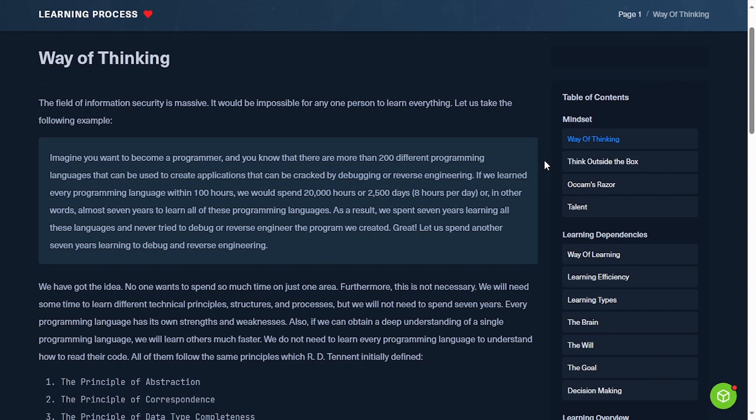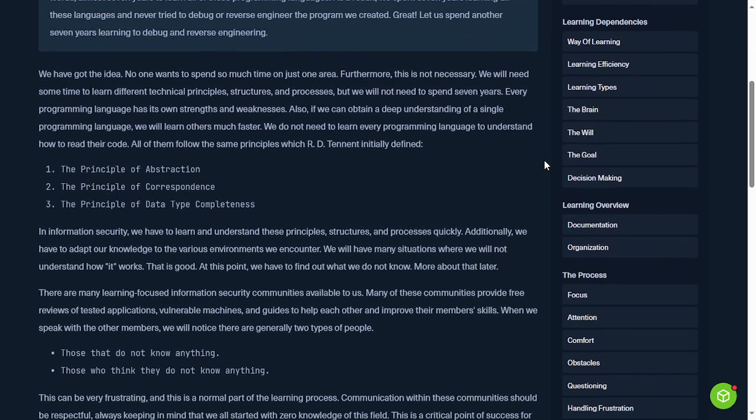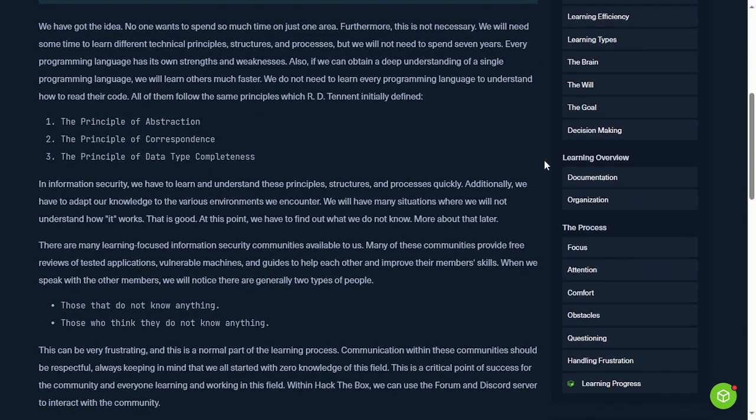As a result, we spent 7 years learning all these languages and never tried to debug or reverse engineer the program we created. Great. Let us spend another 7 years learning to debug and reverse engineering. We've got the idea. No one wants to spend so much time on just one area. Furthermore, this is not necessary.